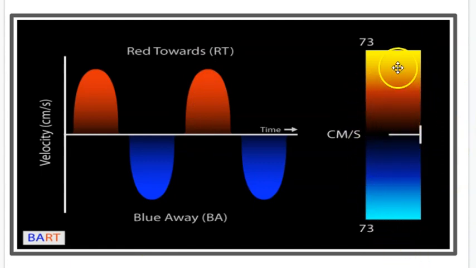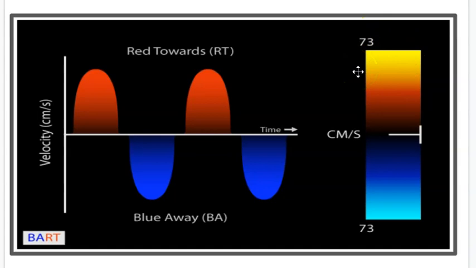Slower velocities are in here, higher velocities are this way. This is our Nyquist limit, which is based upon our pulse repetition frequency. This is 73 centimeters per second. And just remember that if our Doppler shift exceeds 73 centimeters per second, then we can't measure it. It's just going to wrap around, and it's going to become like a yellow color that we can't really discern.